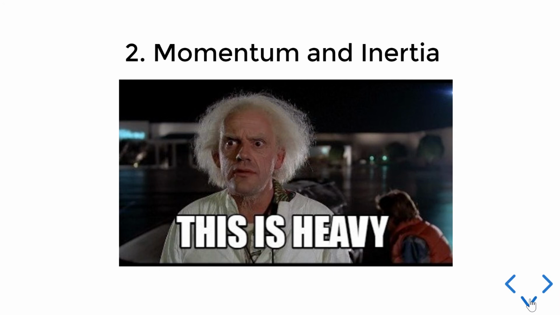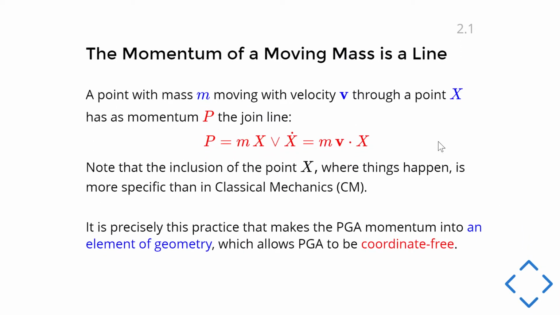Time to put in some mass. So when we have a mass m moving with a velocity v through a point x, then we're going to make a heavy line, a line weighted by the mass, but it's obviously a join line. The point was first here, and then it was, well, x plus x dot further.